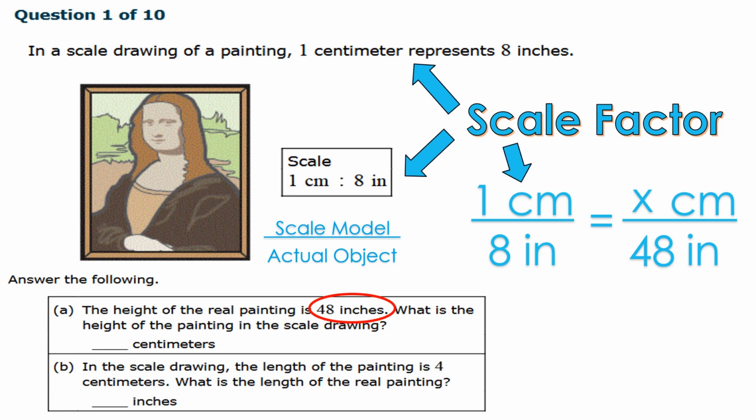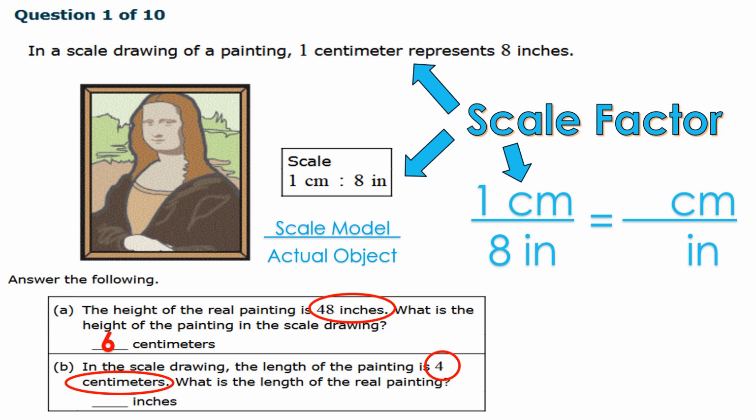Now we do like we always do with proportions. We're going to multiply in the diagonal direction and then divide by the only other number we have left. That gives us 48 divided by 8, which is 6 centimeters. Now let's do this for the second part. In the scale drawing, the length of the painting is 4 centimeters. What is the length of the real painting?